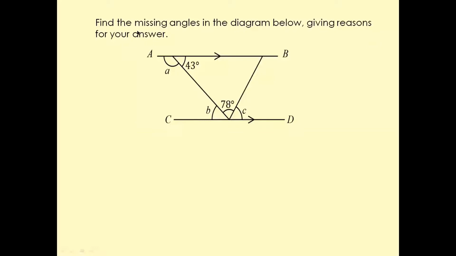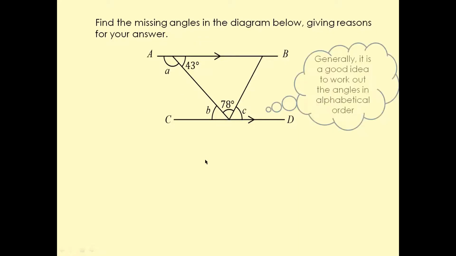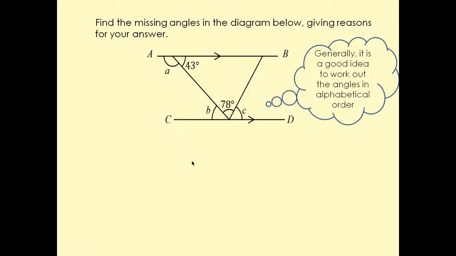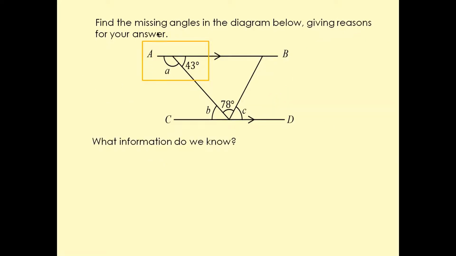Let's have a look at this question here. Find the missing angles in the diagram below and give reasons for your answer. So again, try to calculate them alphabetically. This one is quite straightforward. It's an easy 1 mark to pick up in exam. Angles in a straight line, they all add up to 180, so that is quite straightforward. And make sure you write the reason.